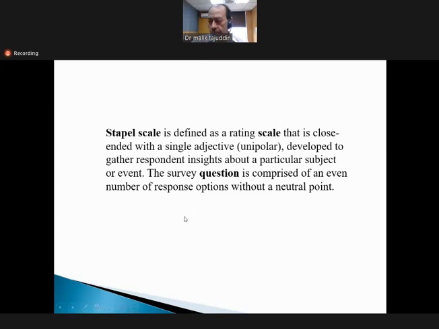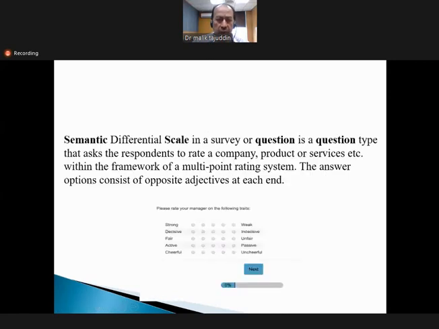For example, I say, how good is ORS in the treatment of dehydration, and then you give +5, +4, +3, +2, +1. You don't give 0. This is the neutral response. After +1, you come to -1, -2, -3. So a negative intensity. This is what you mean by the staple scale, and the only difference is that it does not have any neutral response.